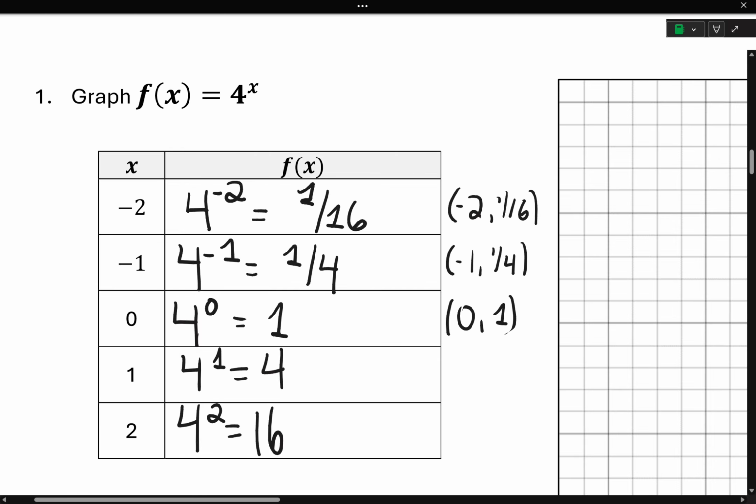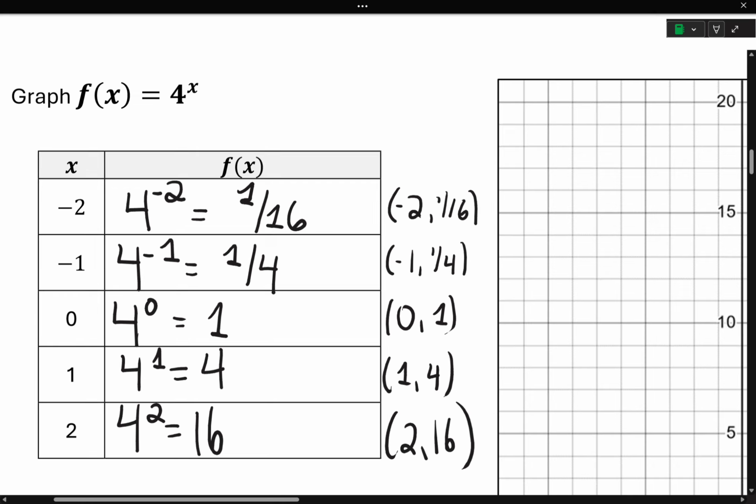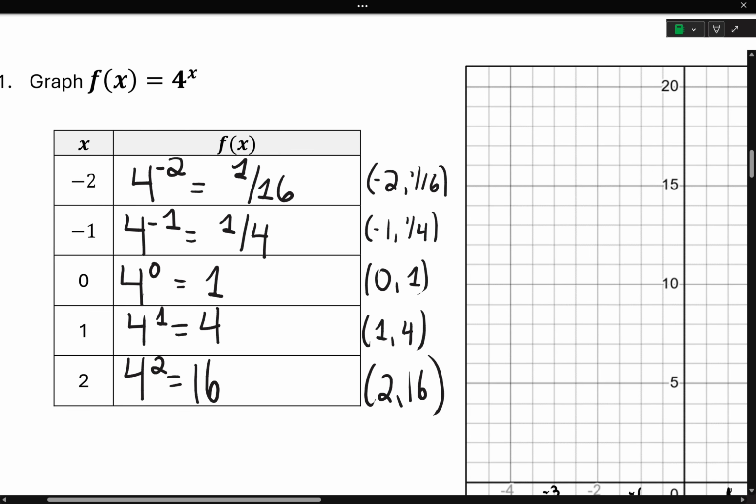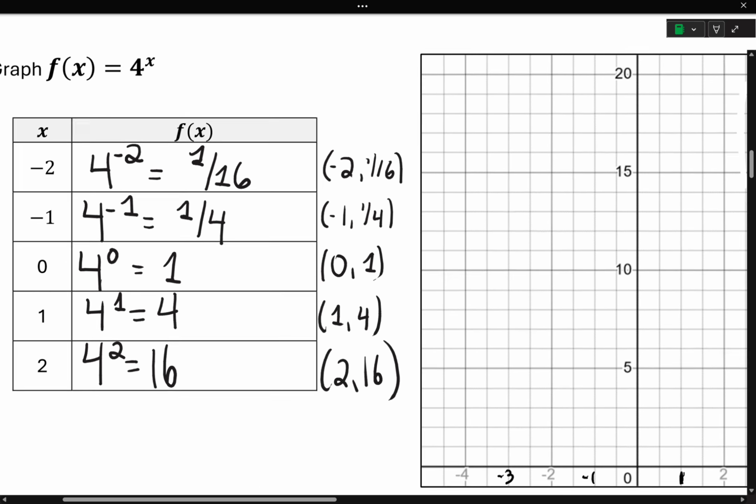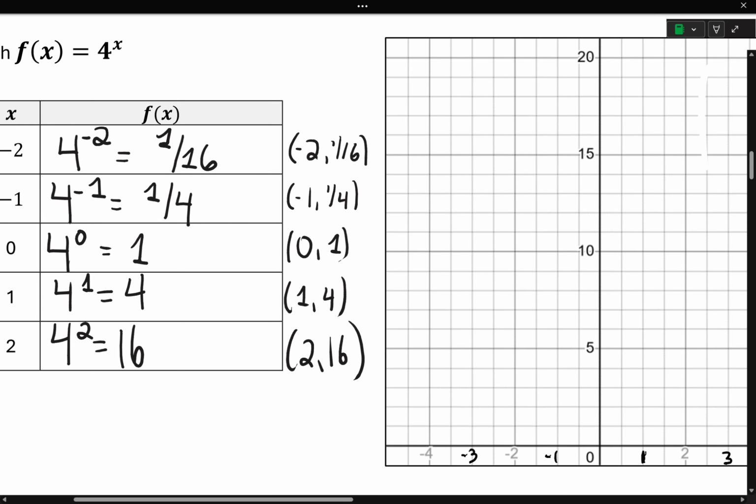0, 1. 1, 4. 2, 16. Now, am I really expecting you to graph negative 2, 1/16? No, that's kind of crazy. But we could at the very least start with 0, 1. Here it is. 1, 4, and then 2, 16.